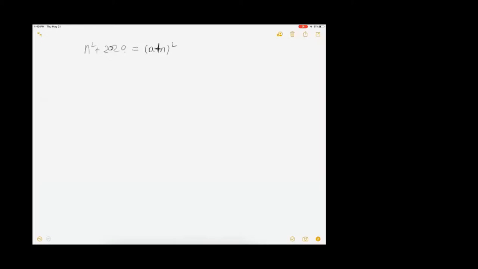This will be bigger than n. Okay, so you do n plus a or a plus n, and that equals a squared plus 2an plus n squared. Which means that a squared plus 2an equals 2020. And you can factor out an a to get a times (a plus 2n) equals 2020.